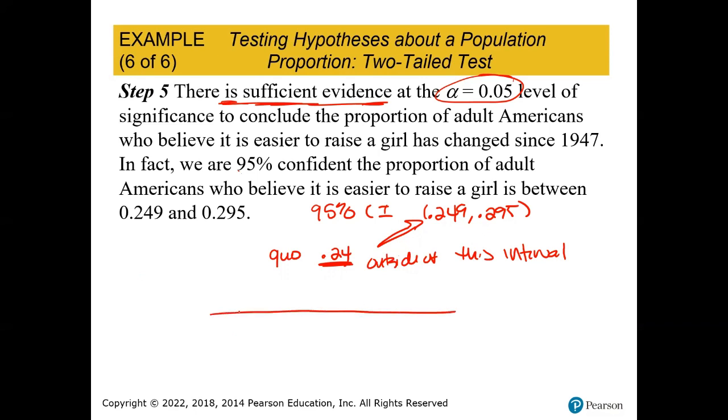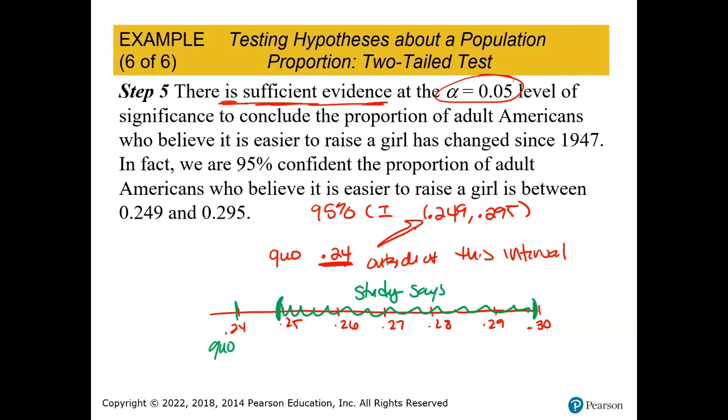So just to think about it, if you had this on a scale of 0.24, 0.25, 0.26, 0.27, 0.28, 0.29, and 0.30. Okay, this was our status quo. And our study said that it's between 0.249 and 0.295. So this is what our study says. Our status quo is outside of that value. So we now have enough evidence to claim that it is truly different than what we had before.